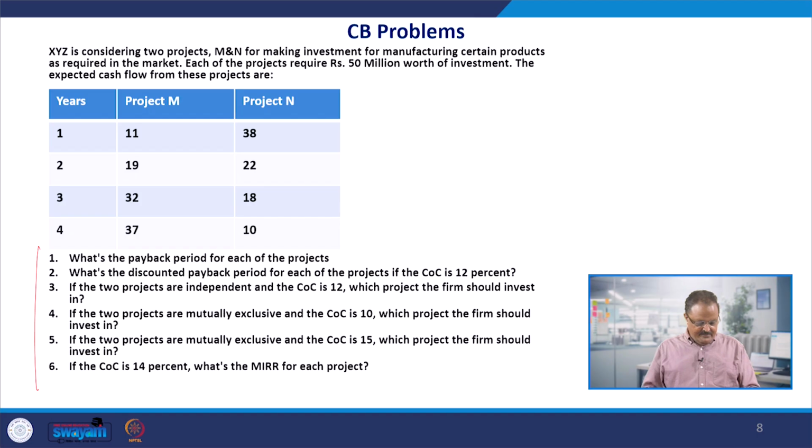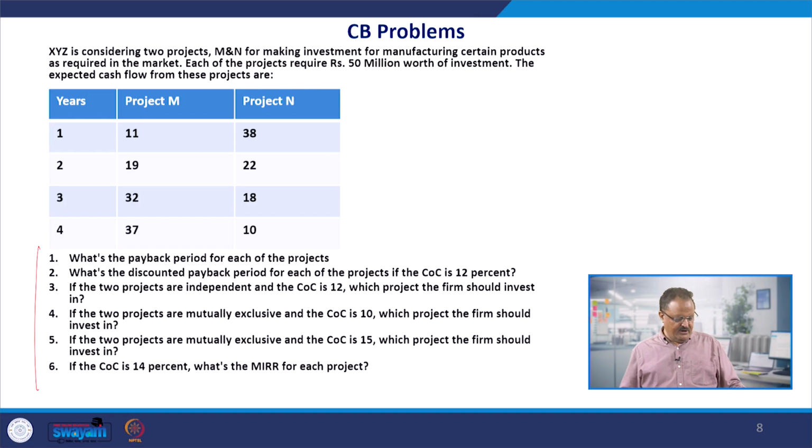And the fifth requirement is that if two projects are mutually exclusive and the cost of capital changes to 15%, which project should the firm invest in? That's going to be our next requirement. And the last requirement in this problem would be that if the COC, cost of capital, is 14%, what is going to be the modified internal rate of return?